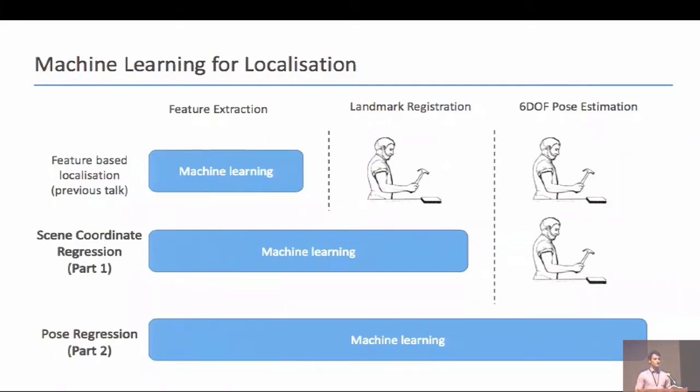The first one is to do with scene coordinate regression. And this is a method which basically does these first 2 with machine learning. And it tries to solve the feature extraction and registration problem with a machine learning model. So that's the first part. Then the second part, I'd like to consider, well, can we actually learn the entire pipeline itself? And can we go straight from images to a 6 degree of freedom pose estimation and actually learn the entire thing with deep learning?